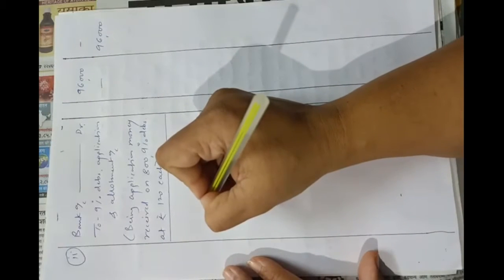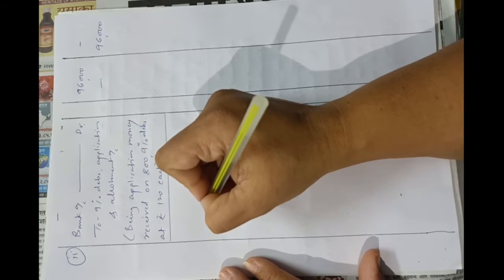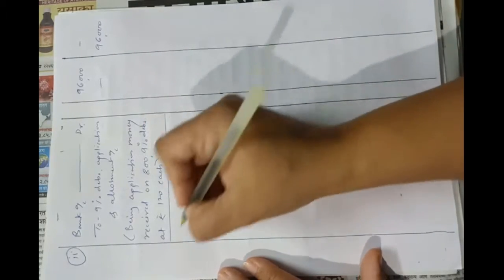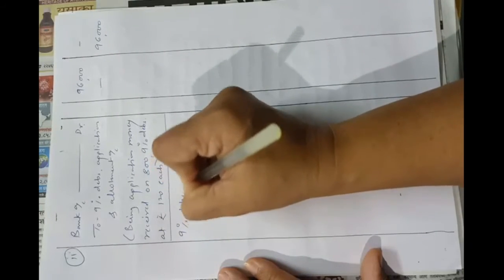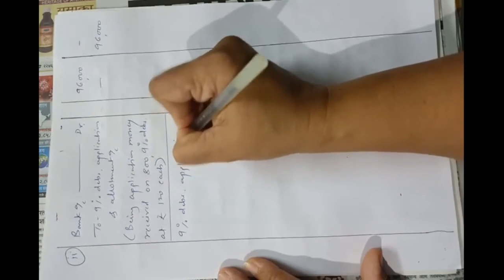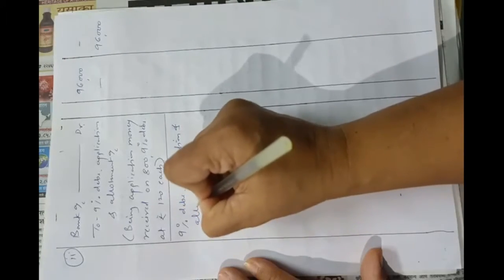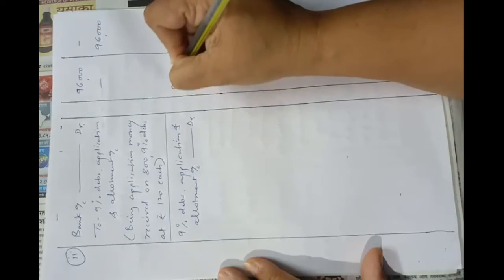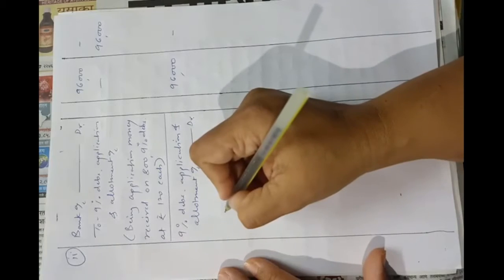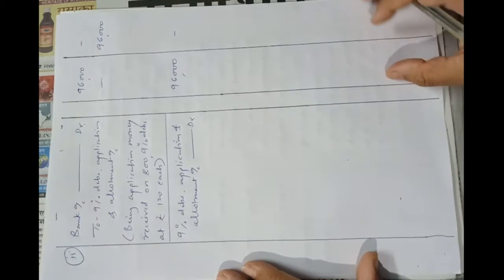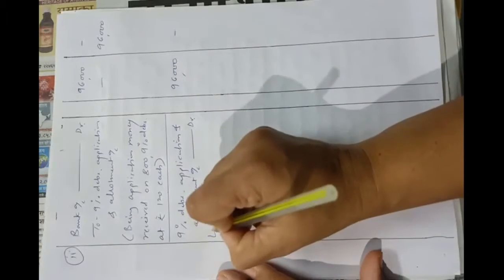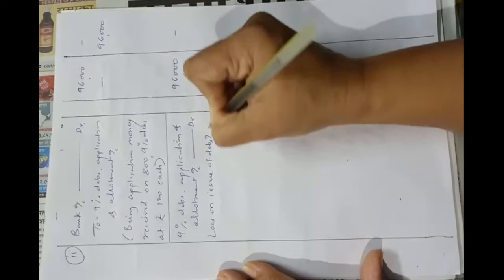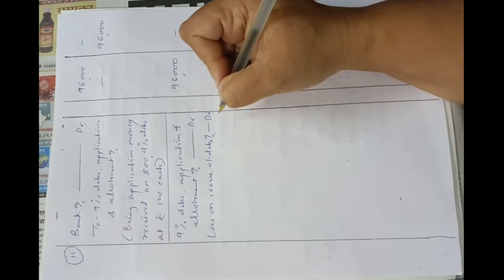Okay, now the second entry about application money adjusted. The debentures are issued at premium and redeemable at premium. So entry will be 9% debentures application and allotment account debit 96,000. Okay, then as they are repayable at premium, loss on issue of debentures account should be debited. So loss on issue of debentures account debit, their loss will be of 10% premium.